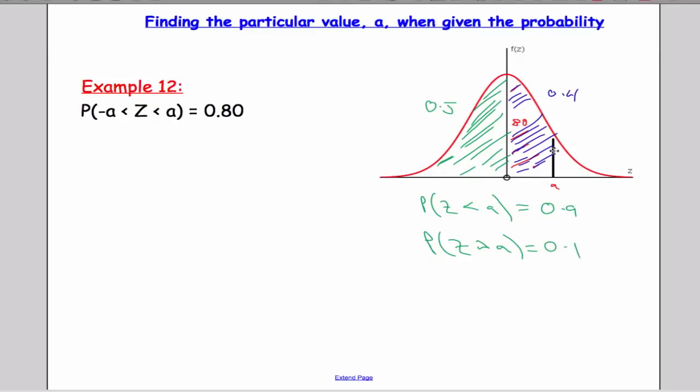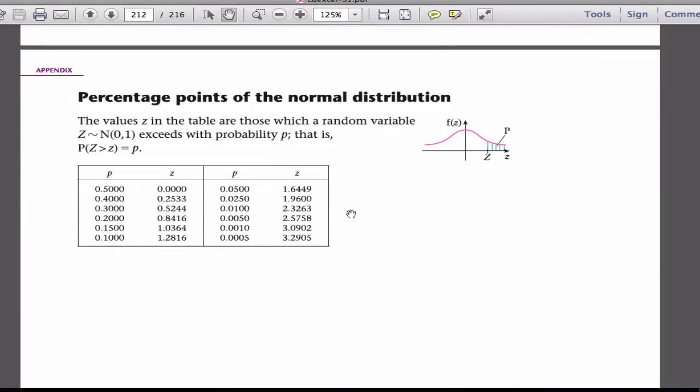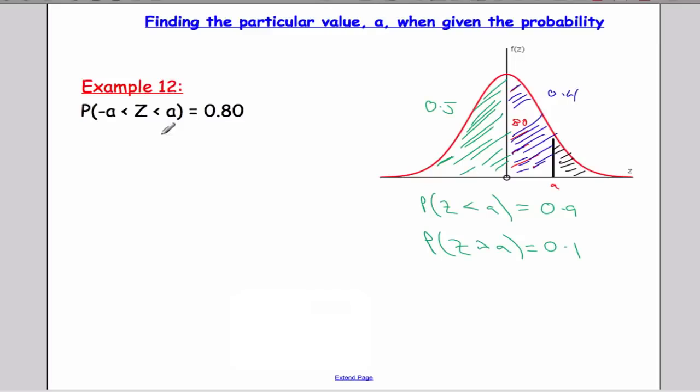So I know that this area in here is 0.1, and if we go back to our table, have I got anything in my percentage points? I do. 0.1 here, which is 1.2816. So a must be equal to 1.2816. And that's it for now.